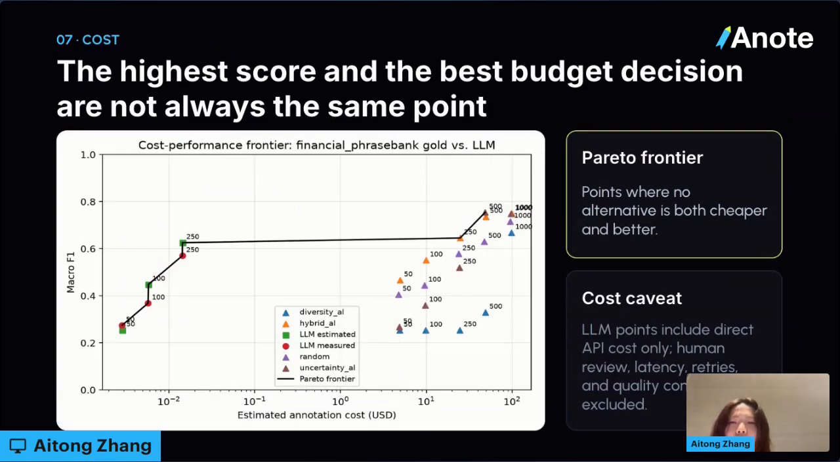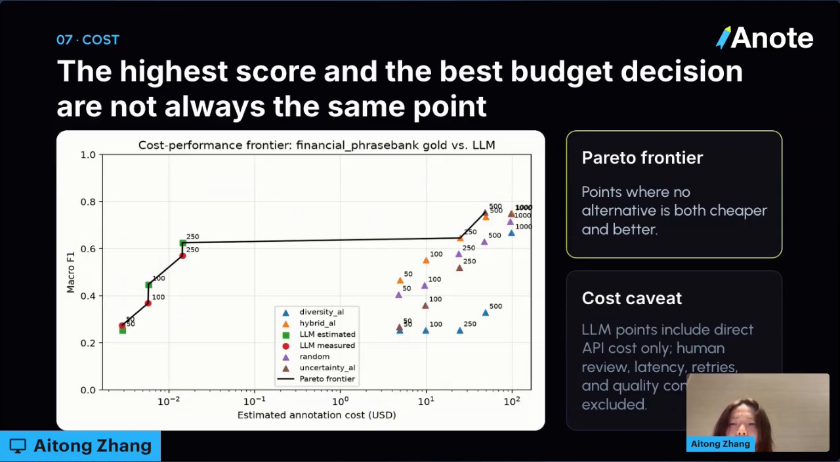Here, each point represents a strategy and budget combination. The vertical axis shows the macro F1 and the horizontal axis shows the estimated direct cost. The black line here is the Pareto frontier, the options for which nothing else is both cheaper and better. This separates two decisions that are often mixed together. The highest point gives the best performance, and the frontier shows which choices are efficient at different spending levels.